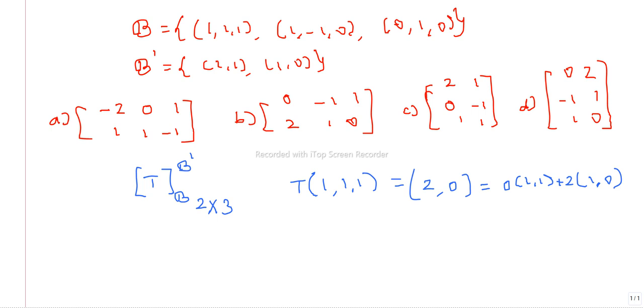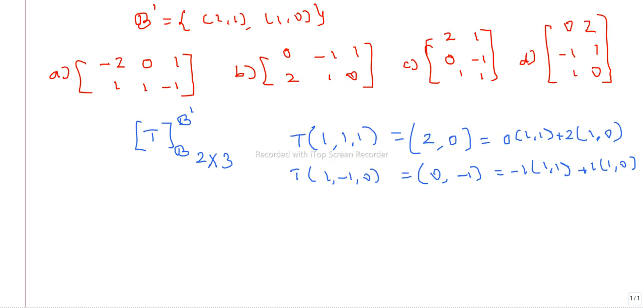Okay, so the next basis element is (1, -1, 0). The sum here is 0, and the subtraction is minus 1. So we can write this as a combination: minus 1 times (1, 1) plus 1 times (1, 0). If you simplify, the first coordinate is minus 1 plus 1, which is 0, and then minus 1, so we get (0, -1).